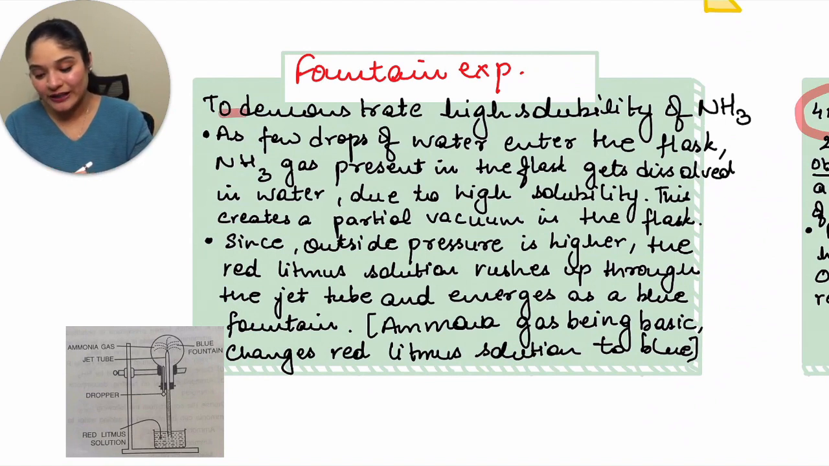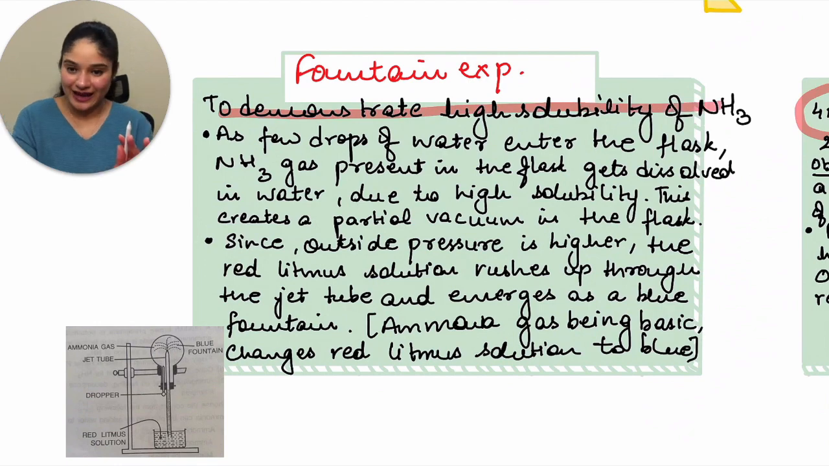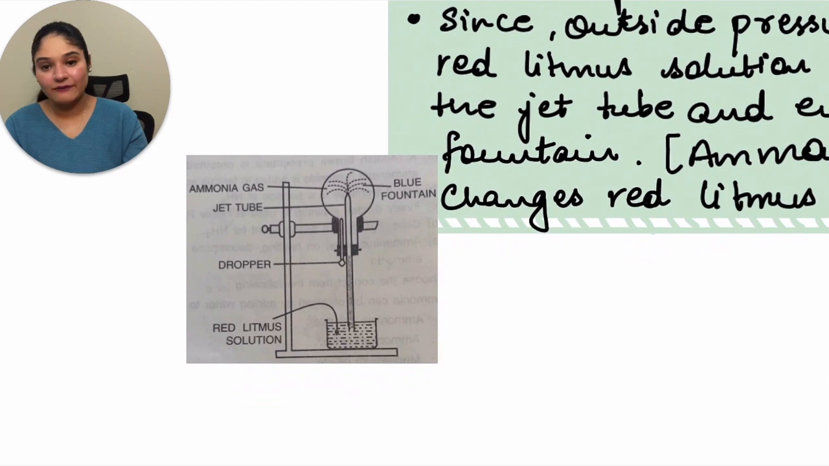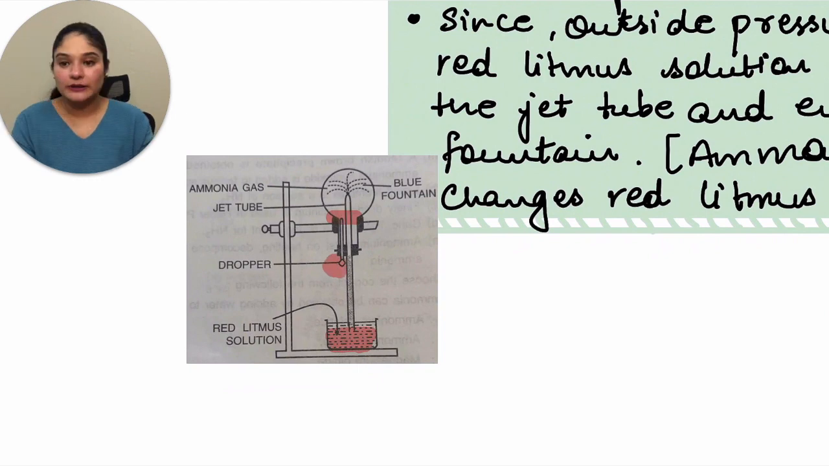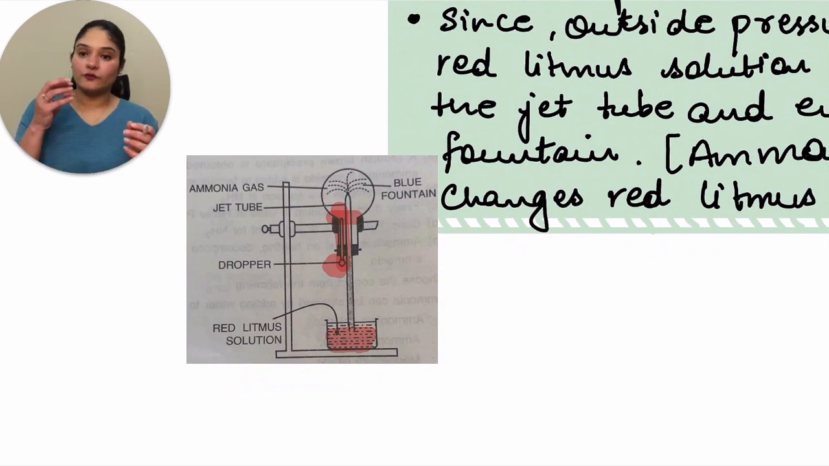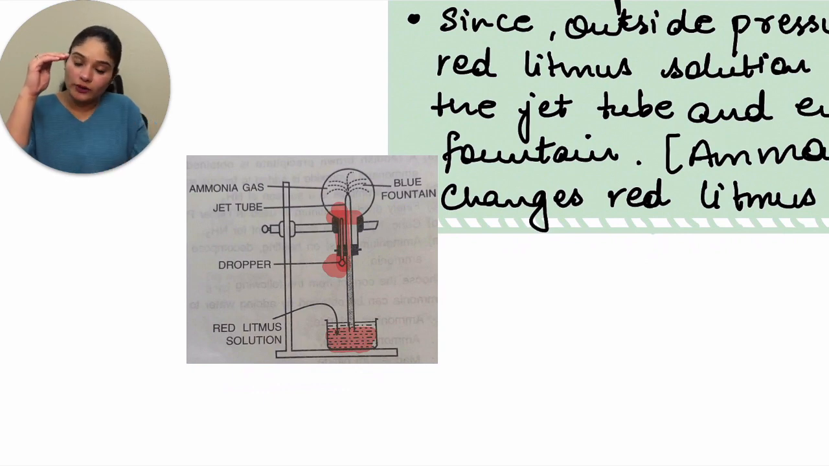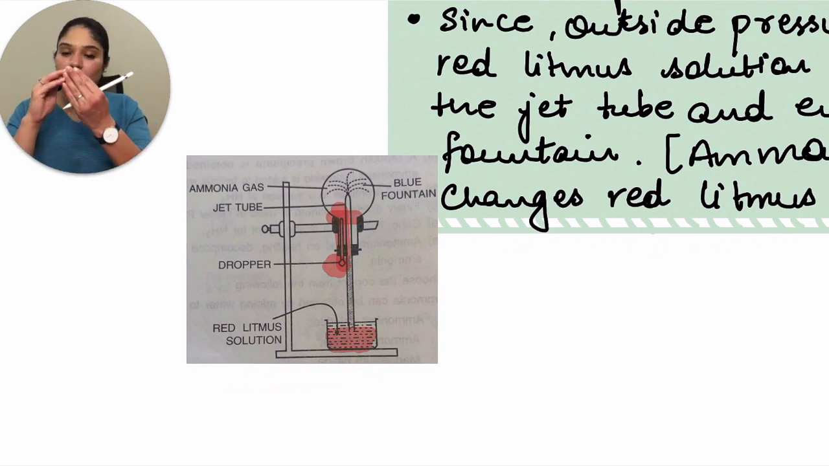To demonstrate high solubility of ammonia gas, what we are trying is, you have a round bottom flask on top and you have a red litmus solution right here. As soon as you press this dropper, some water will go into the round bottomed flask and a few drops of water are able to dissolve a lot of ammonia. And when that happens, vacuum is created in the round bottom flask, which makes the water from the water trough rush up through the tube.